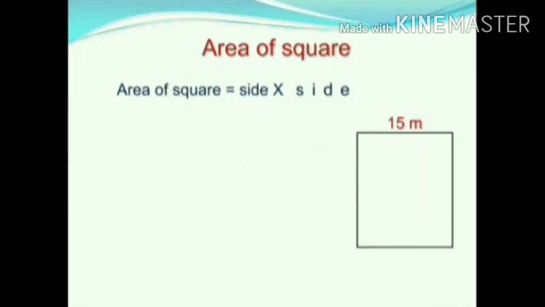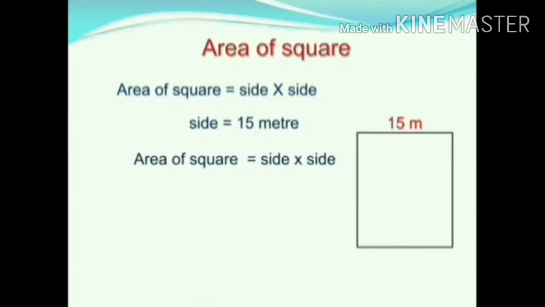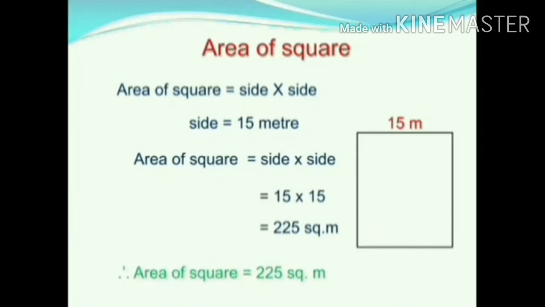Now we will find out the area of a square. What is the formula to find the area of the square? It is side into side. In a square, the 4 sides are equal. The length of the side of this square is 15 meters. By multiplying side by side, 15 multiplied by 15 is equal to 225 square meter, which means that the area of the square is 225 square meter.